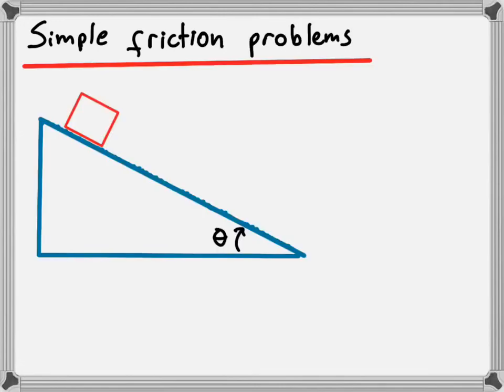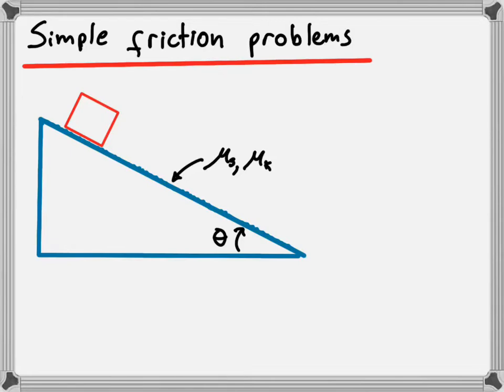The situation that we have here is a block that is sitting on top of an incline. The incline and the block have a friction between them. The incline has an angle theta with the horizontal, and we're going to describe the stickiness of the block and the surface with the coefficients mu sub s and mu sub k.